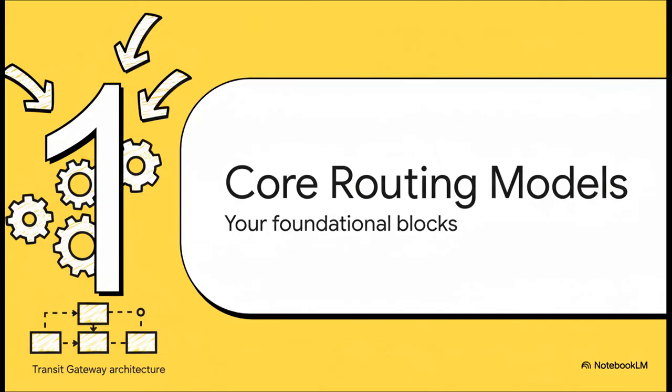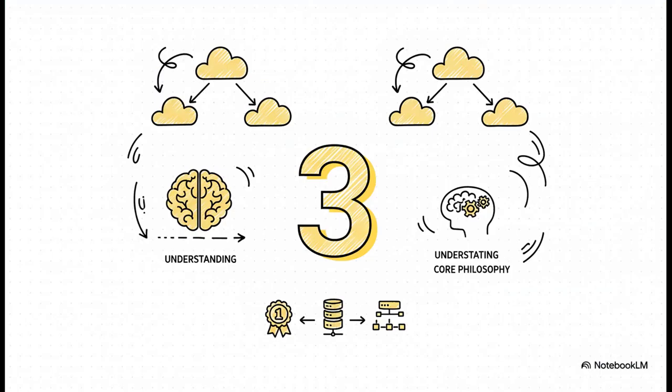Okay, first up, the 3 core routing models. You really got to know these. Think of them as your essential building blocks. Pretty much every transit gateway setup you ever build or have to troubleshoot is going to be based on one of these fundamental patterns. Yep, that's it, just 3. And these are the ones you'll see over and over again, both on AWS certification exams and, more importantly, in real-world production networks. If you can get your head around these 3, you'll understand the whole philosophy behind Transit Gateway.